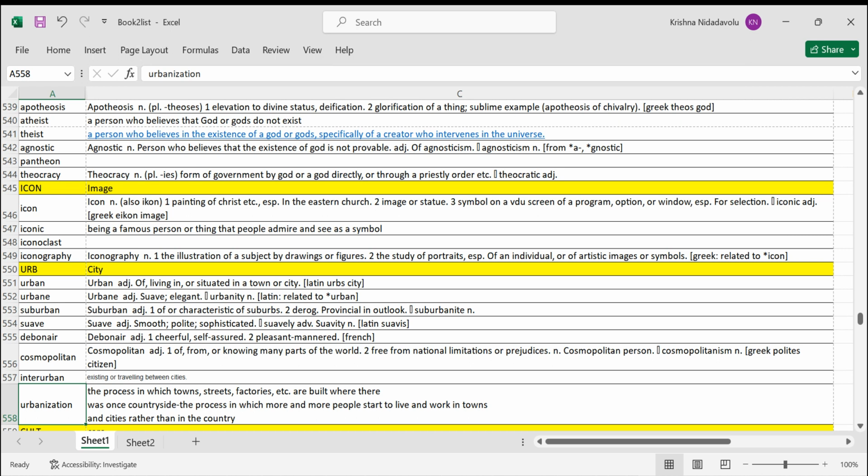Urbanization is a recent phenomenon. The word itself came up around the 1880s. It's not an old one. Okay, that is urbanization. Next, cult.